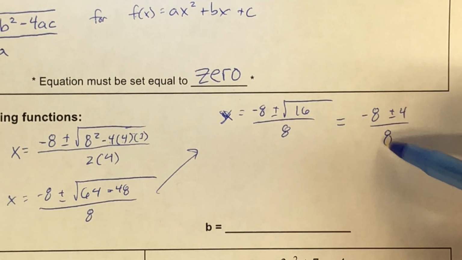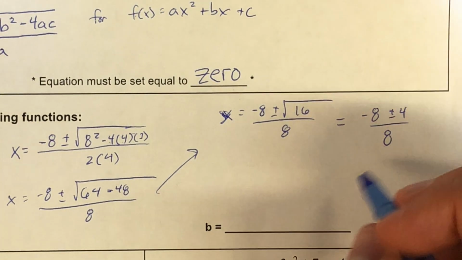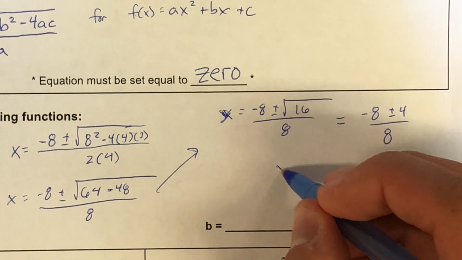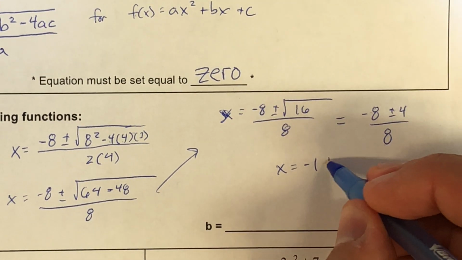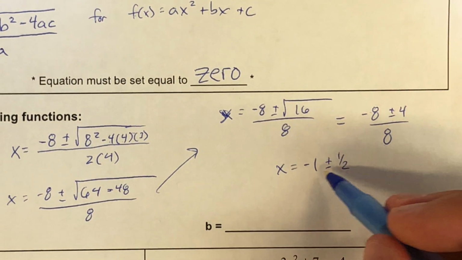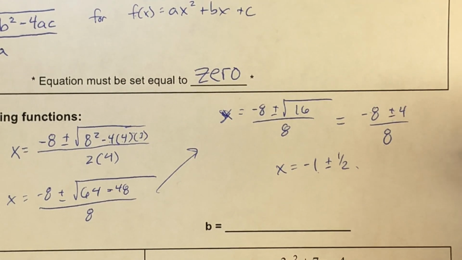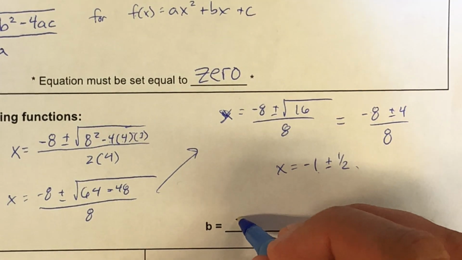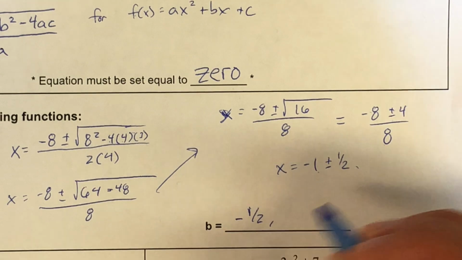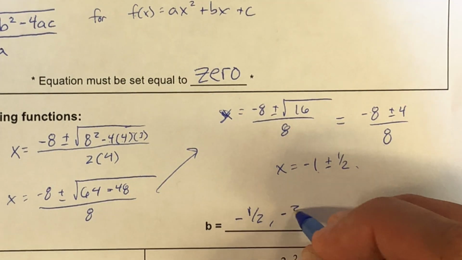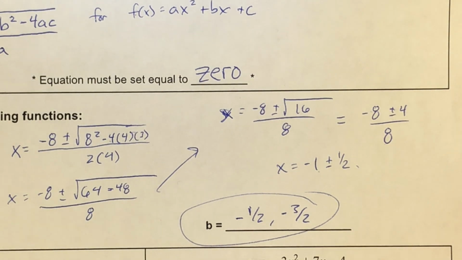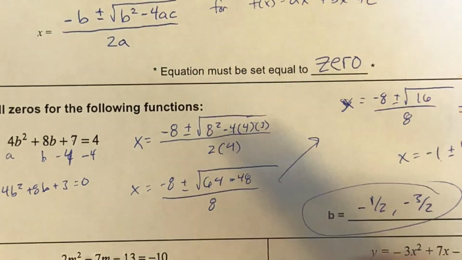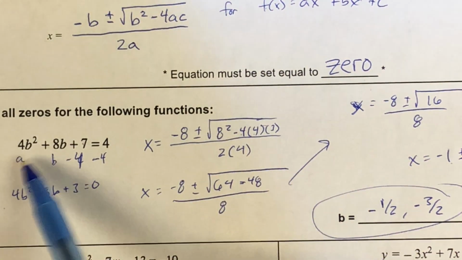Next we have negative 8 divided by 8 and 4 divided by 8. So negative 8 divided by 8 is negative 1. 4 divided by 8 is 1/2. So we have negative 1 plus 1/2, which would be negative 1/2. Negative 1 minus 1/2, which would be negative 3/2. Quadratic formula, got our solutions. And you should be able to plug those back into the original, and it should all equal out.